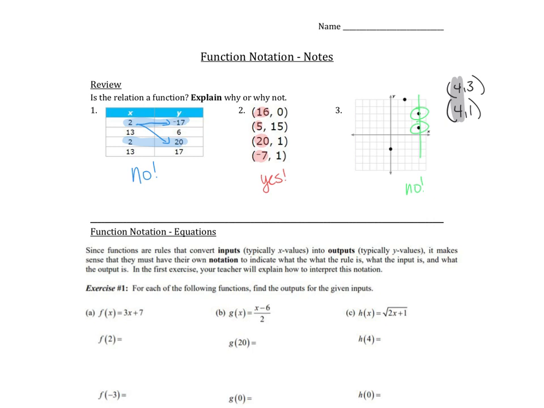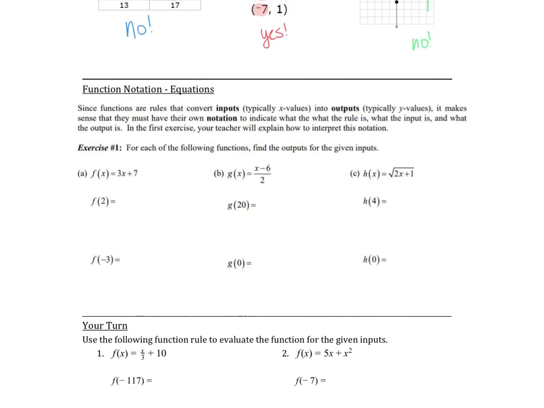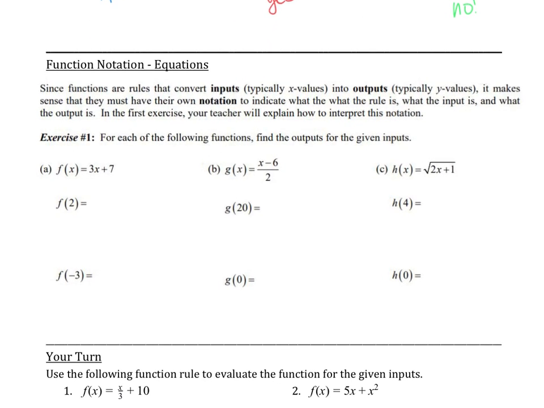Let's look at A. For each of the following functions, find the outputs for the given inputs. So I'm going to scroll down and zoom in a little bit. Looking at example A, it says the function of x, or f of x, remember again I read this as f of x, is 3x plus 7. So what you'll notice is I have a number here. I want to find f of 2.